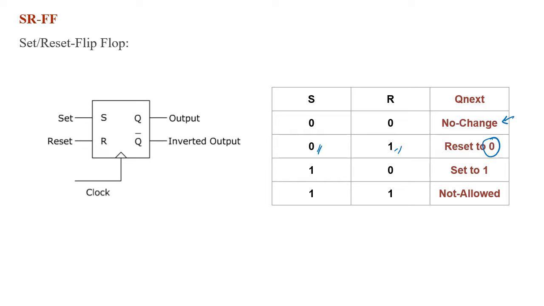In the third combination, here we have the value of S or set is equal to 1, means we're setting, and the value of R is equal to 0, it means we're not resetting. So that means set the output to 1. So the next value of Q is going to be 1. In the last combination, we're trying to both set and reset at the same time. That's why this option is not allowed by the SR flip-flop, because there is some sort of contradiction here.